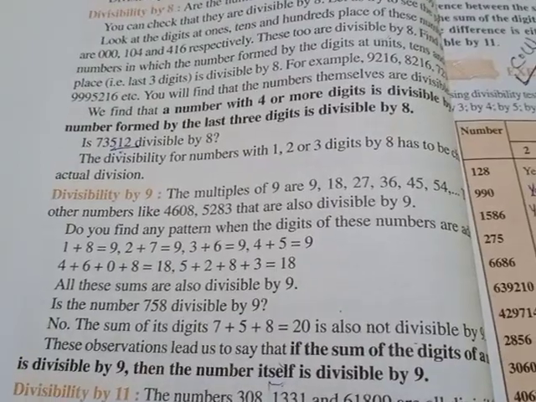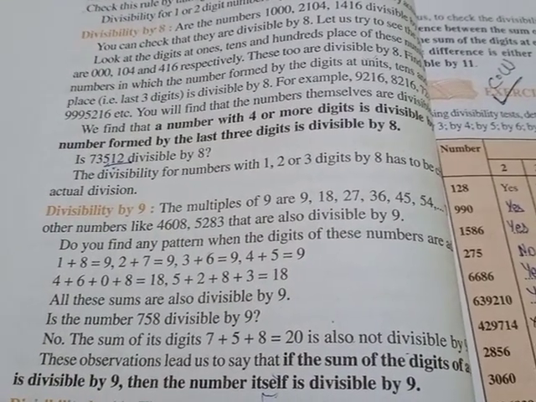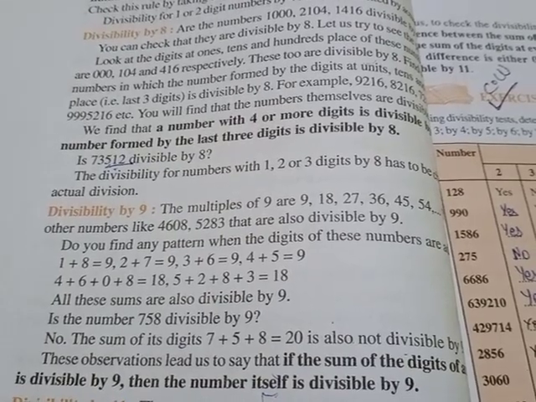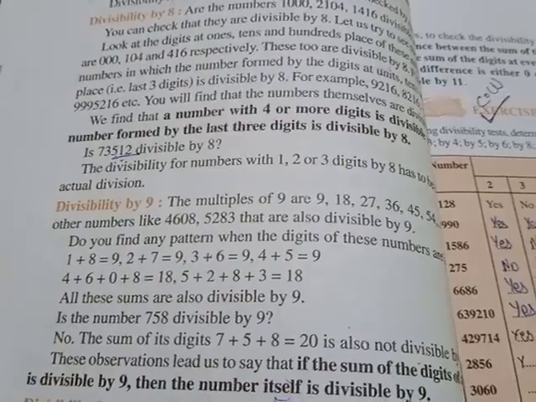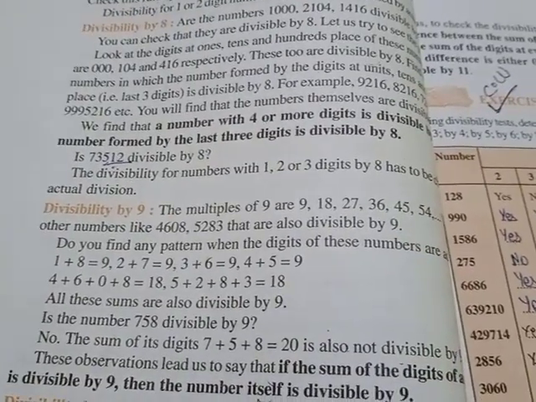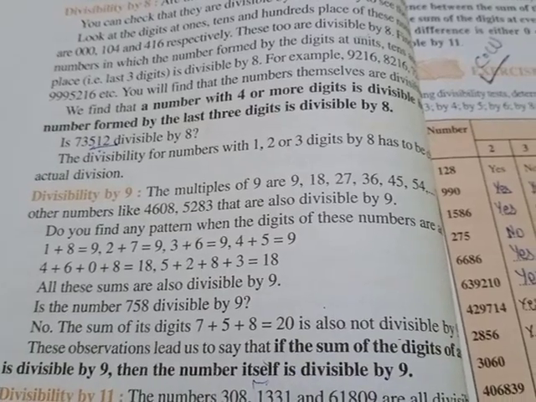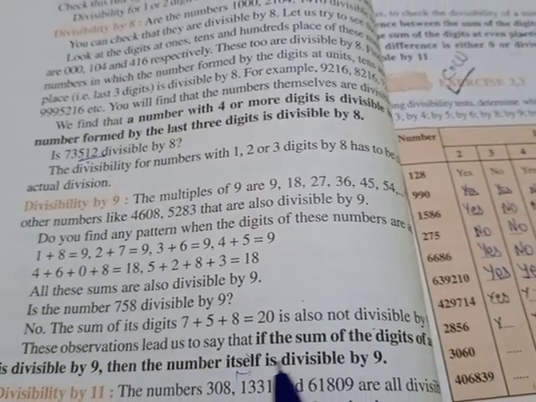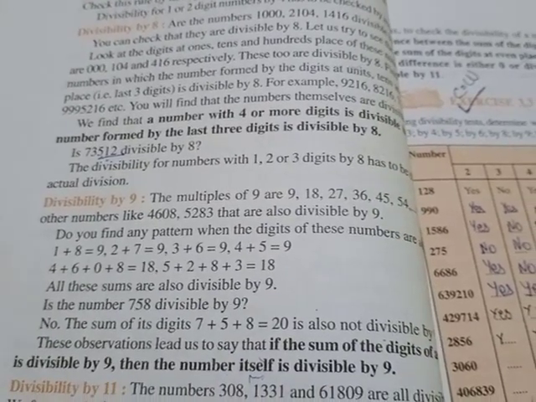9 is also the same as the rule for 3. What was the rule for 3? We add the digits. And if the sum of the digits is divisible by 9, then yes, the number is divisible by 9. If the sum of the digits is divisible by 9, the number is divisible by 9. Got it clear now? So this is the rule for 9.